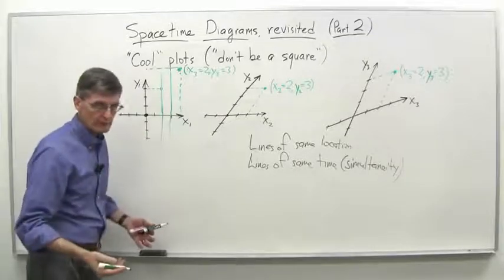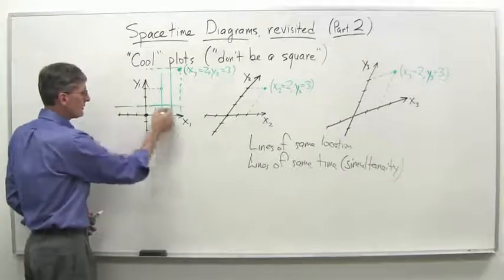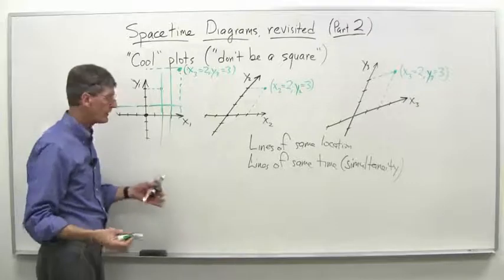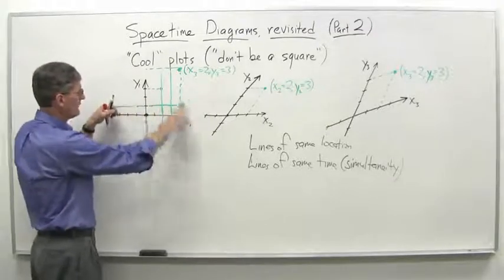Anything that happens at that location at any given time will be on that vertical line. And then lines of simultaneity, lines of same time, are the horizontal lines on this plot. So they say any event that happens at the same time, that is simultaneous with another event, both those events will be on the same horizontal line, the same value.